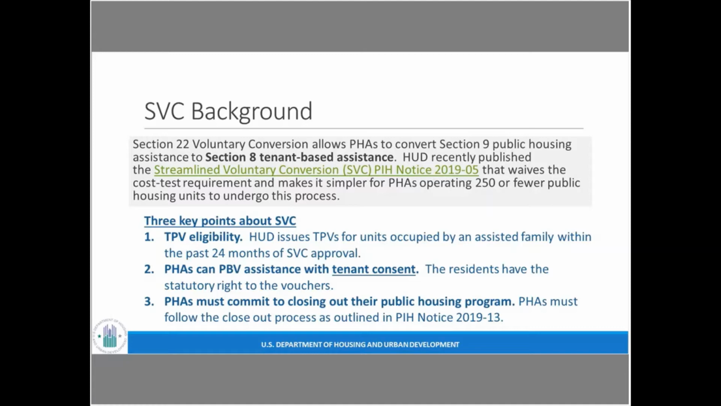In order for converted units to be eligible for tenant protection vouchers, they needed to be occupied within the past 24 months of Streamlined Voluntary Conversion approval, right? So an assisted family must have lived there within the past 2 years.